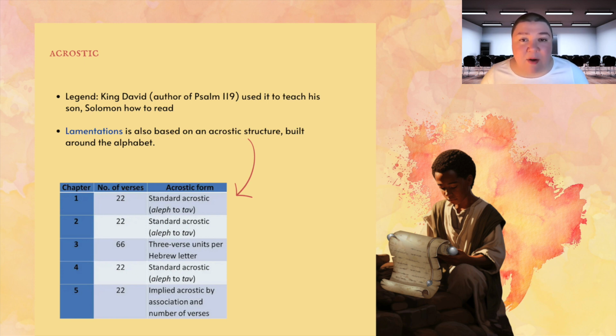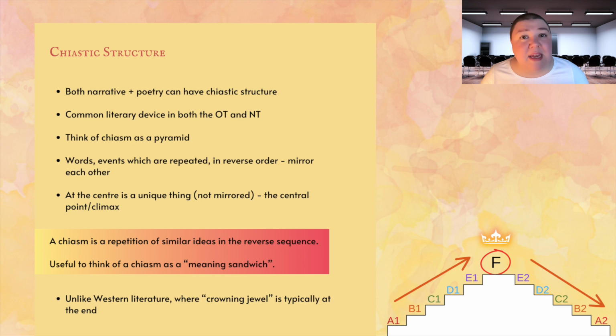Now, both in narrative and poetry in the Bible, there is something called a chiastic structure. This literary device is really common, and we'll find it in both the Old Testament and the New Testament. The best way to think of a chiasm is to picture a pyramid. And within this pyramid, we'll find certain words or events which are repeated in reverse order, so that they sort of mirror each other. And at the middle, at the center, is the one thing that doesn't mirror anything else.